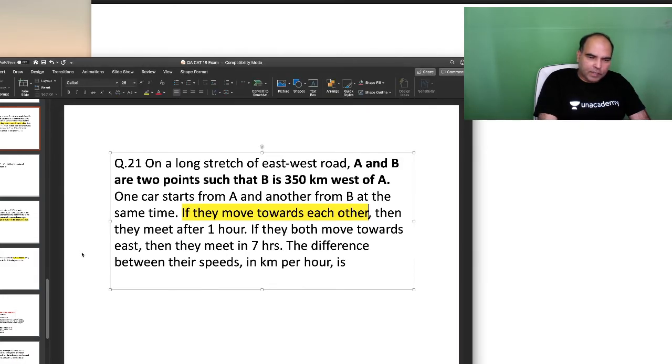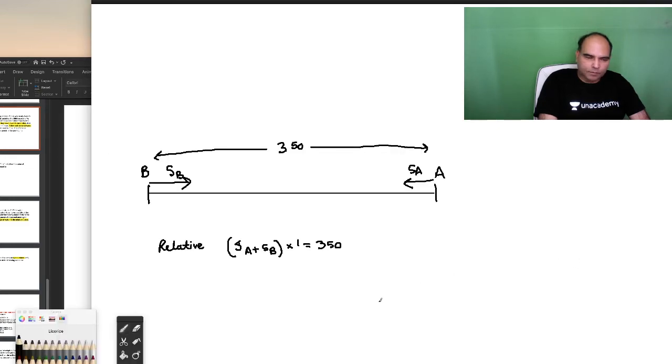And then the question says, if they both move east, then they meet in 7 hours. So if they're both going to move east, it means B is anyway moving east at its speed, and if A also moves east at its own speed, in such a case, the relative speed of the two becomes SB minus SA.